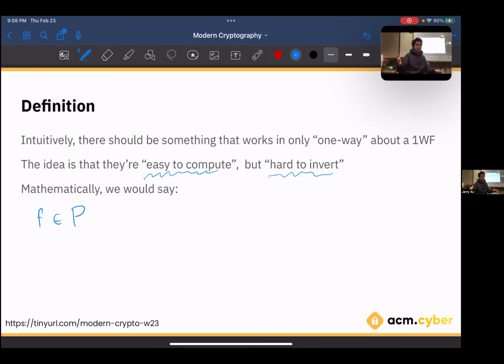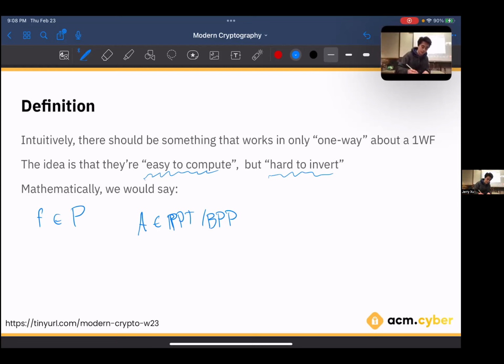Hard to invert is a little bit more vague, right? Because there are some things we can't invert, but that wouldn't be useful for cryptography, right? If you could do the function, but you couldn't decrypt it, then there would be no use for that. So we want to say it's only going to be inverted with some probability. So let's say we have some adversary A, and this adversary is going to be some computer in PPT, or BPP, which is the class Jerry mentioned earlier. Basically, it outputs the correct answer with at least some baseline probability.